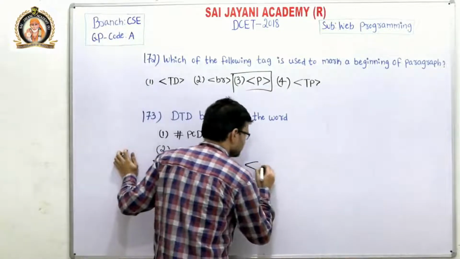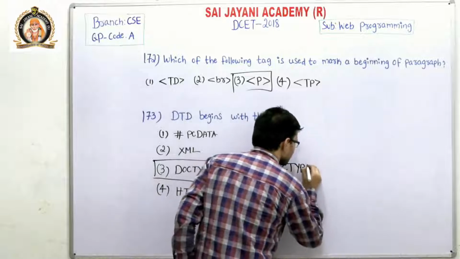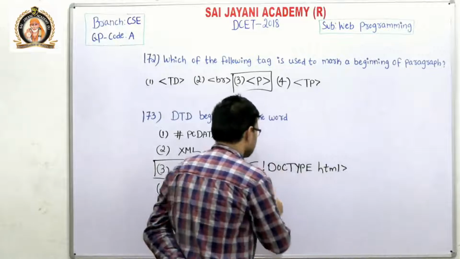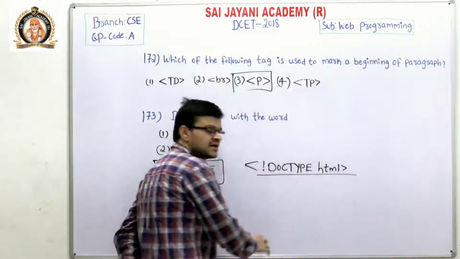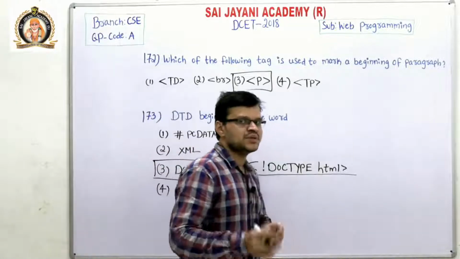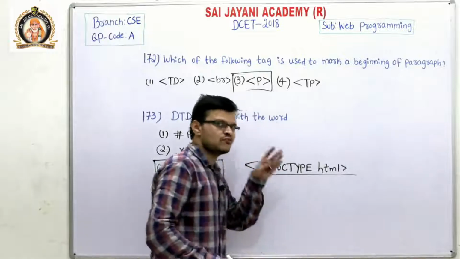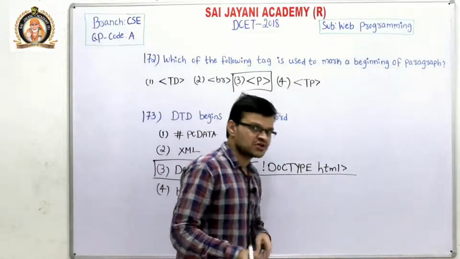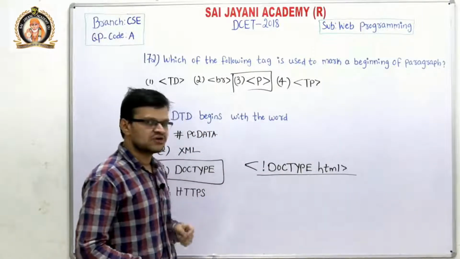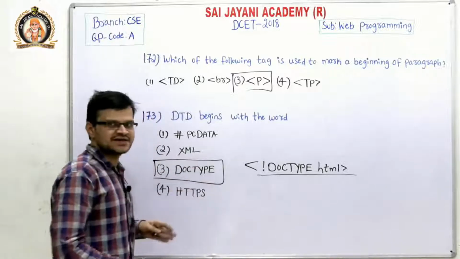It is in the form of DOCTYPE html. This instruction tells the web browser which version of web page is being used. Okay, what version of web page is being used. So for question number 173, DOCTYPE is the right answer.